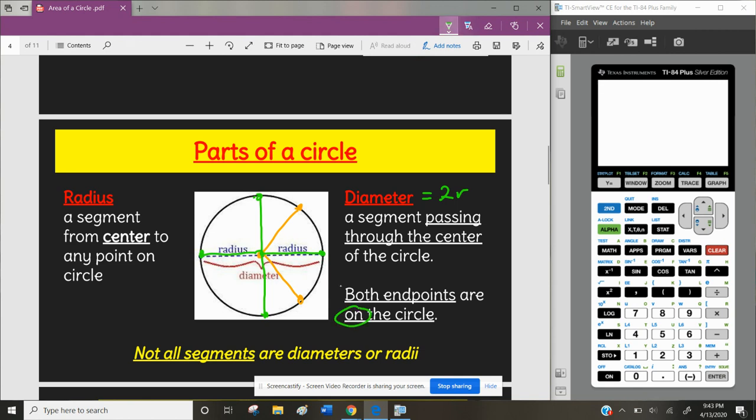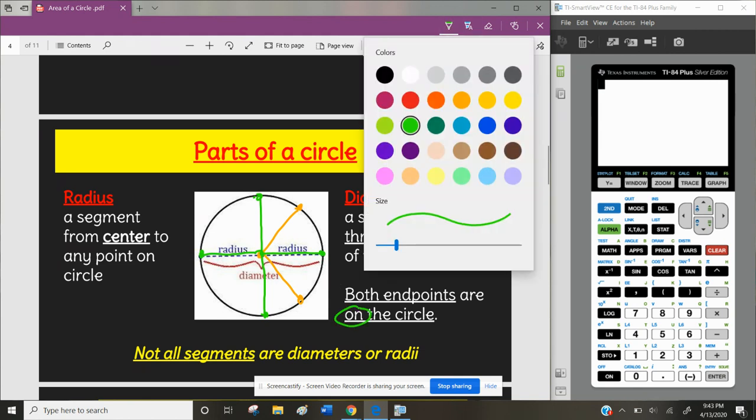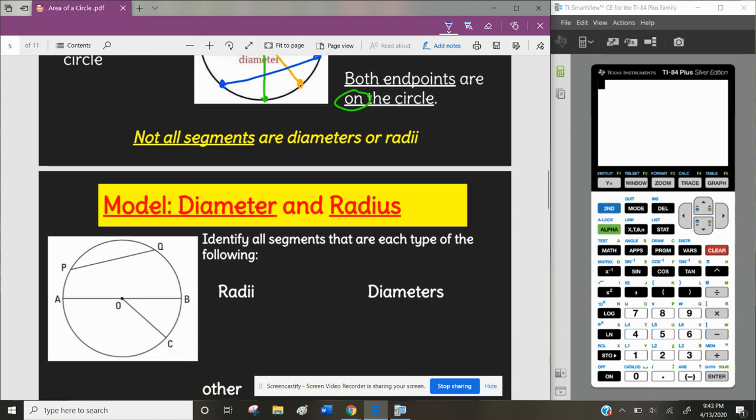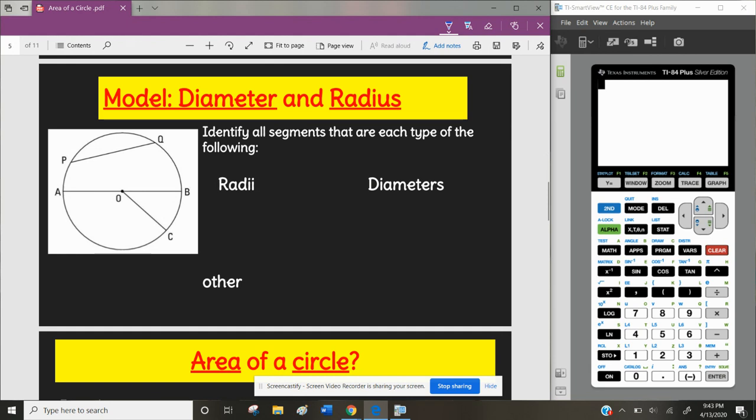Now, not all segments drawn in a circle are radii or diameters. So here's another segment that is neither a radius nor a diameter in the circle. So pause the video here, identify all segments that are each type of the following: radii, diameters, other, meaning they are not radii or diameters.